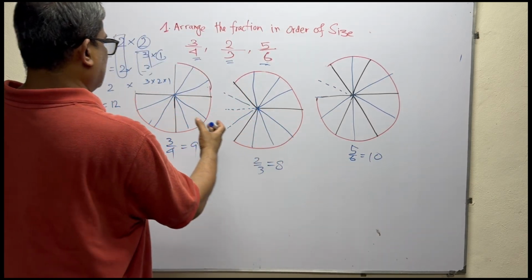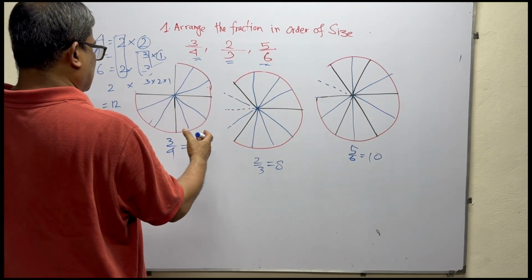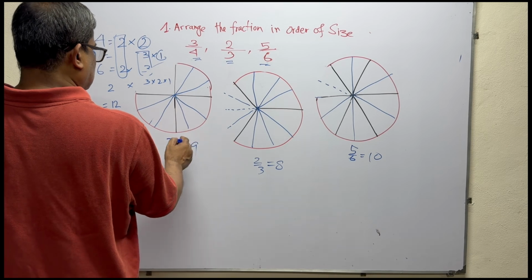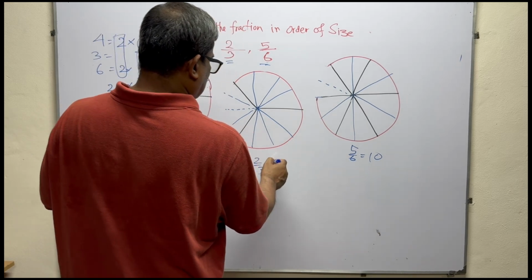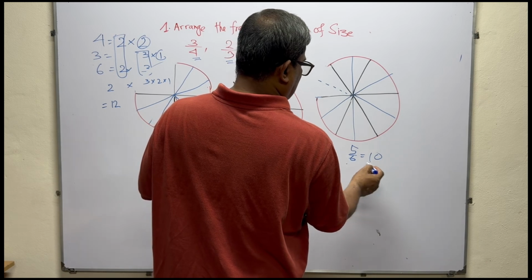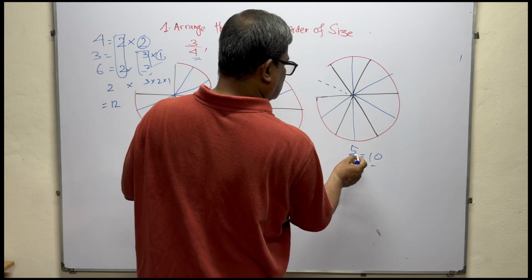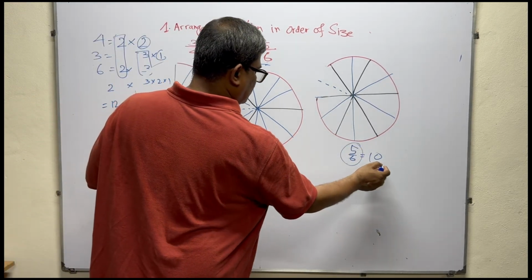So now we can compare, because we cut each piece into 12 pieces. By cutting these 12 pieces, I am getting 9 pieces over here from 3 by 4, 8 pieces from the 2 by 3, and 10 pieces from 5 by 6. So which one is the biggest then? 5 by 6 is the biggest one because I'm getting 10 pieces.